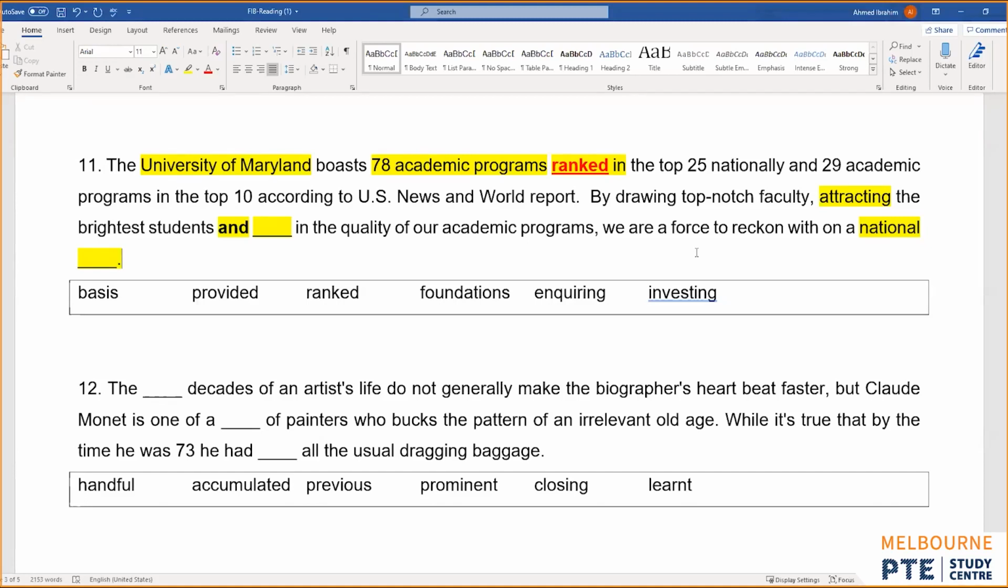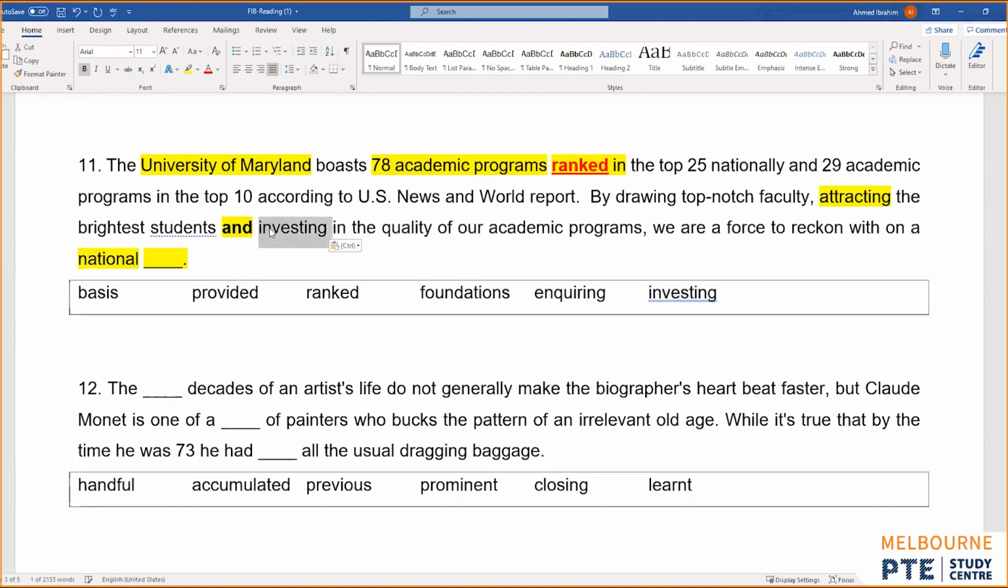Okay, according to grammar, inquiring is okay. But put inquiring and then read that sentence. Does it make sense? Investing. Good. Okay, it will be investing. And then the last one, we are forced to reckon with on a national dash. Basis. Good. Okay, national basis. This is a bit of a collocation as well, you can say.